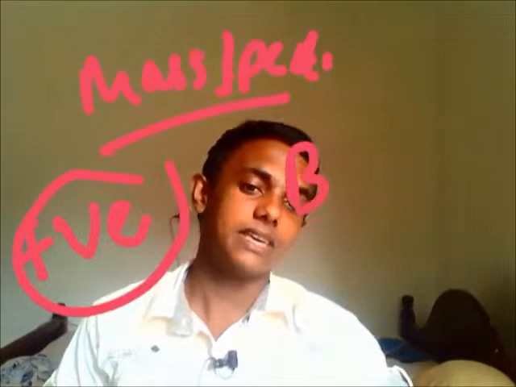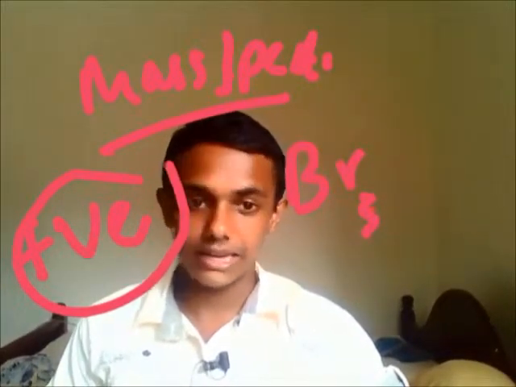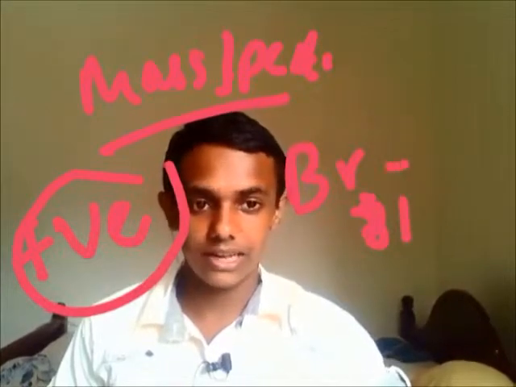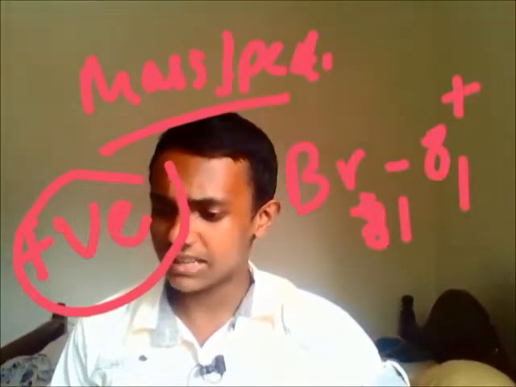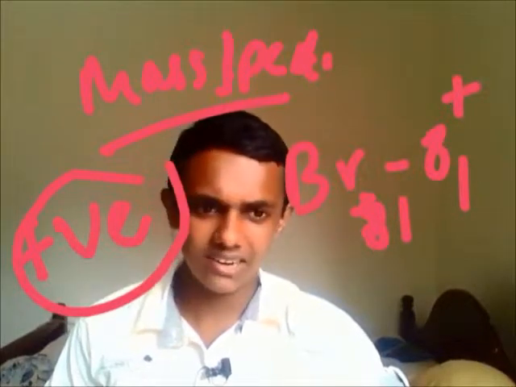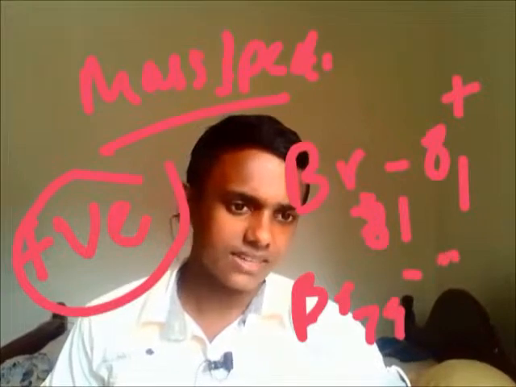So if it's bromine, there can be Br-81 plus, and there's also another isotope, for example, Br-79.